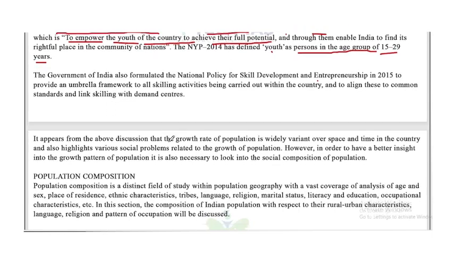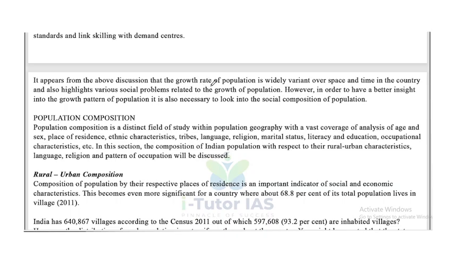Now, it appears from the above discussion that the growth rate of population is widely variant over space and time in the country and also highlights various social problems related to the growth of population. However, in order to have a better insight into the growth patterns of population, it is also necessary to look into the social composition of population. So, now let's check the population composition.